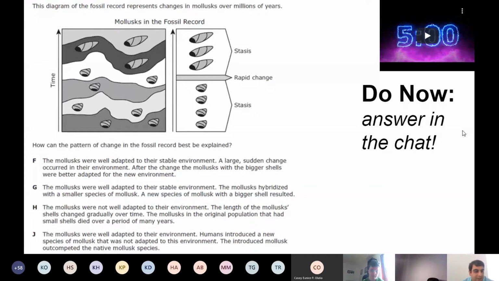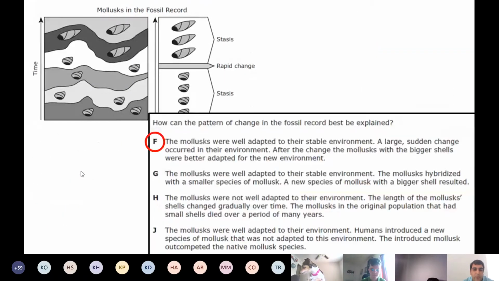All right, everybody give Brighton 2 snaps. That was excellent. He broke down all the other answer choices and why they were incorrect. Man, Brighton, perfect. That was wonderful. So as we have talked about, F is the correct answer. The mollusks were well adapted to their stable environment, but then a large, sudden change occurred in the environment, and after that change, mollusks with the bigger shells were better adapted for the new environment.